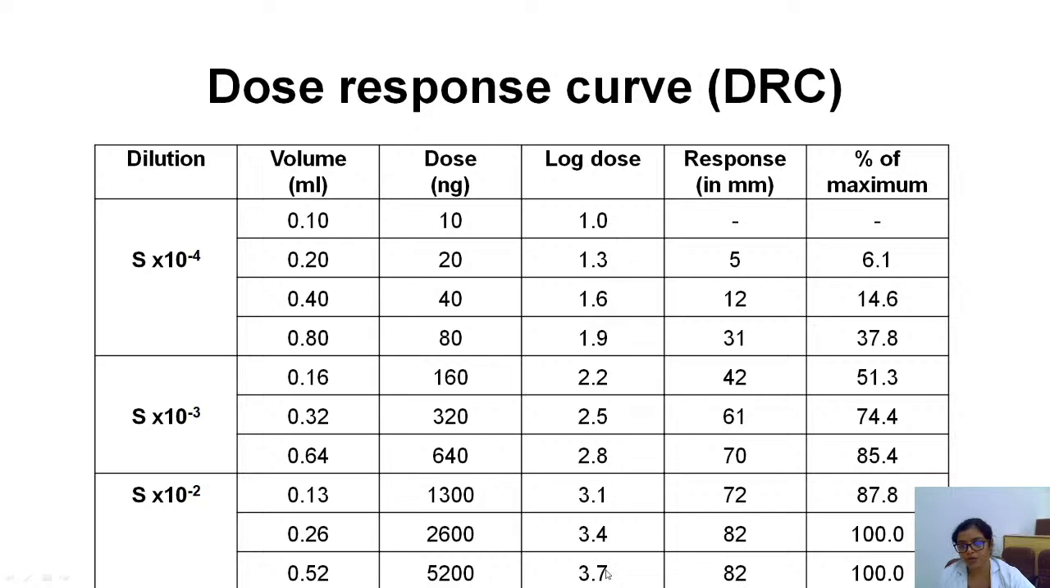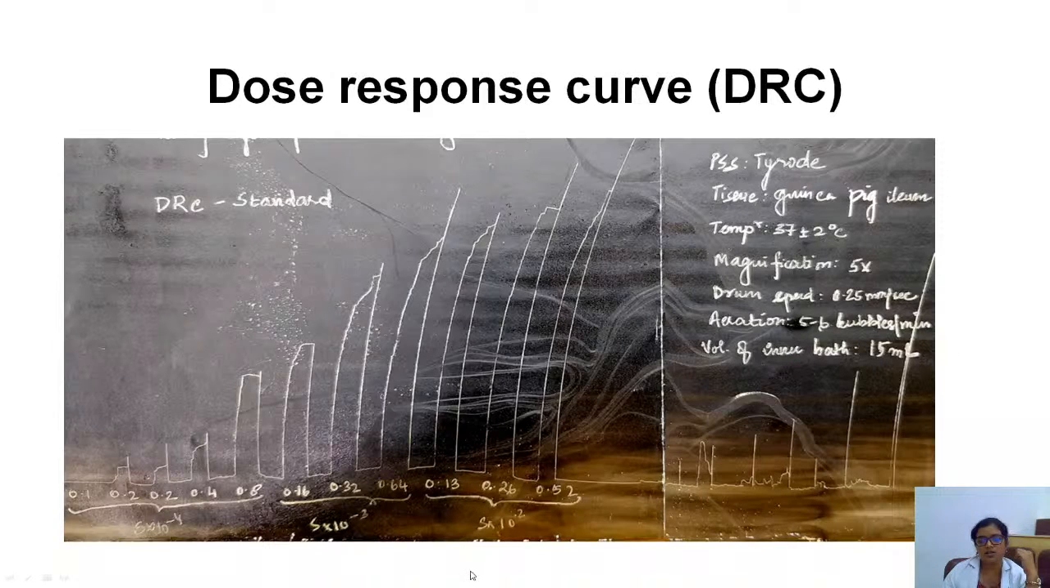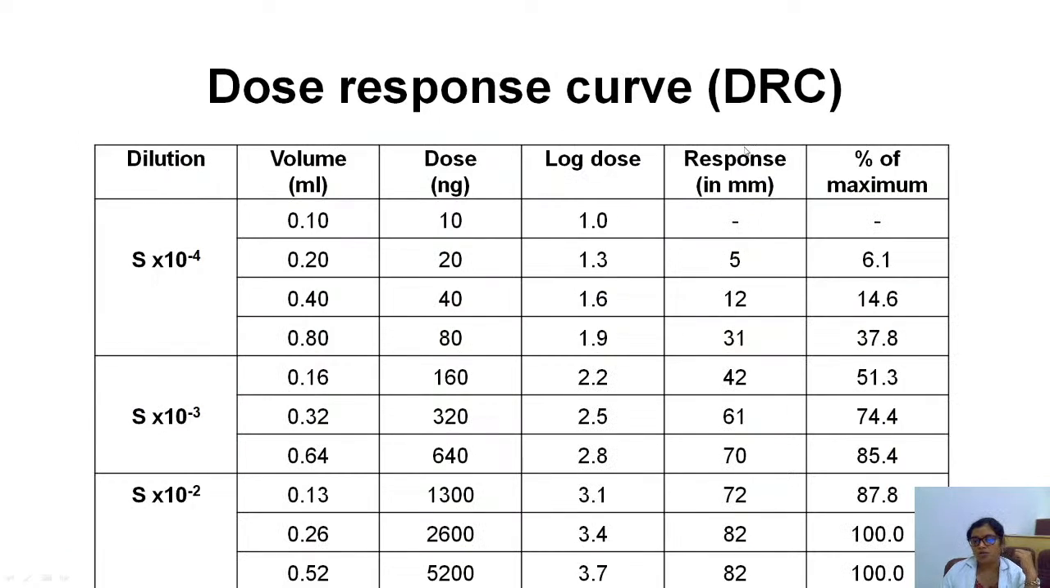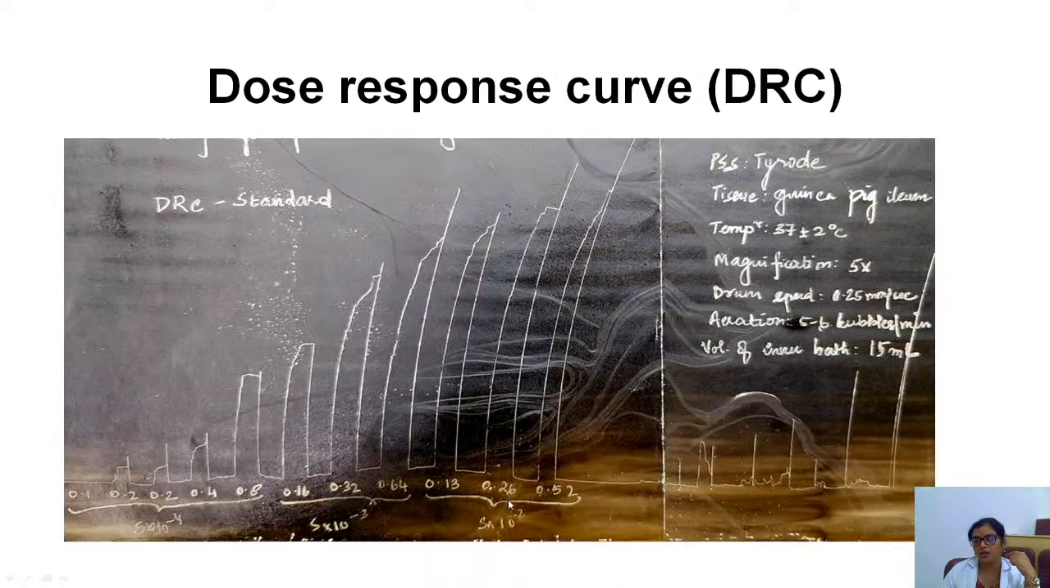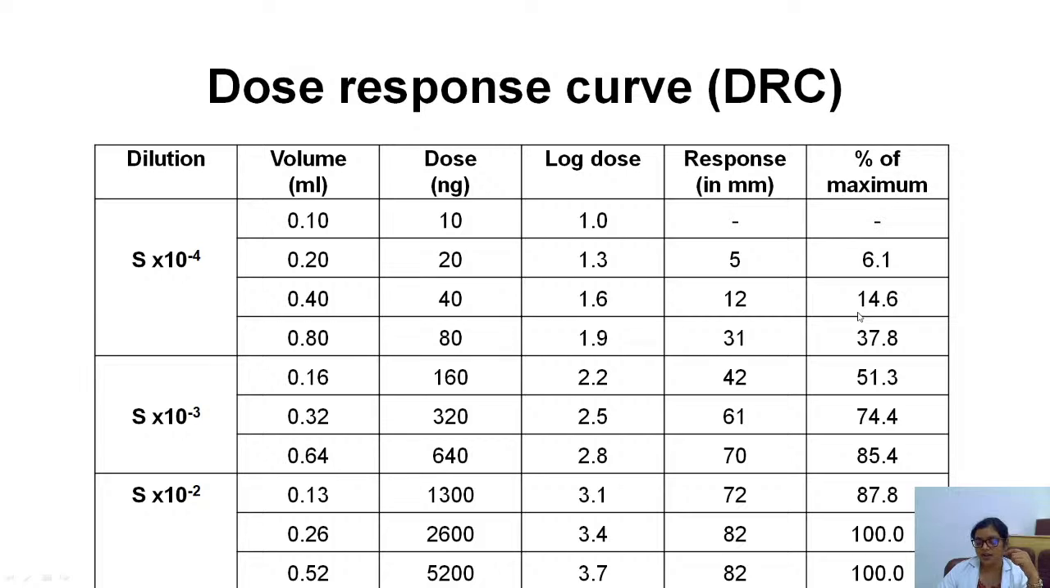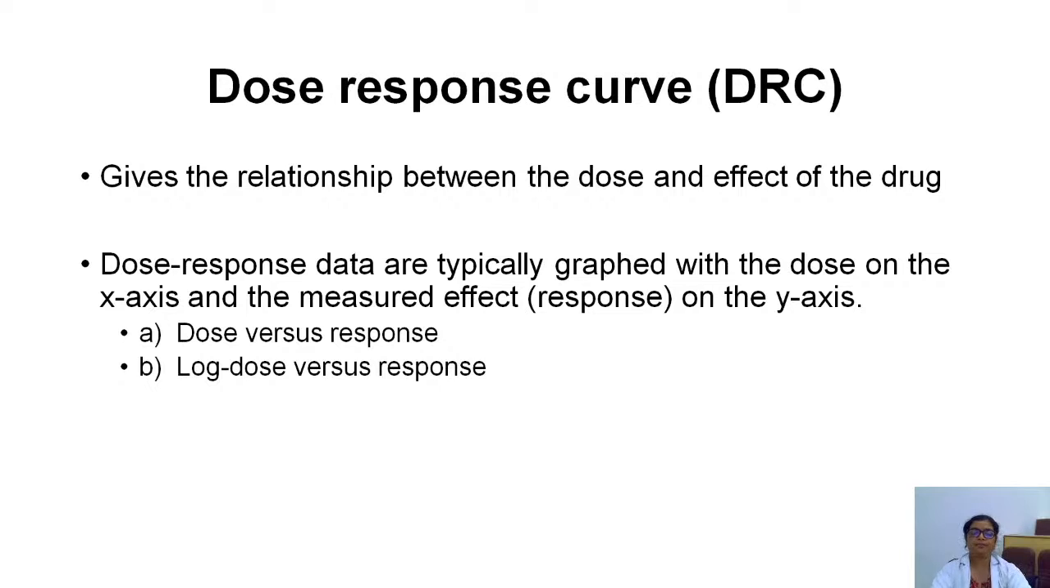So this is the value of the log dose, and then we measure what response we got from the tissue at the particular concentration, in millimeters. So we measure it with the scale on that paper, from this point to this point, the length of the response. You can see we stopped the experiment when we got two similar responses at double dose. Now, using log dose versus response, we plot the DRC.